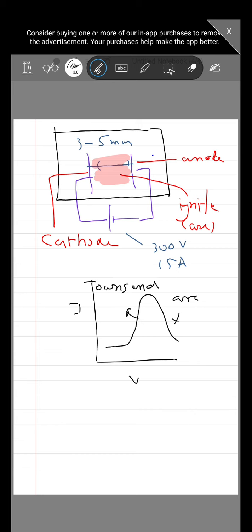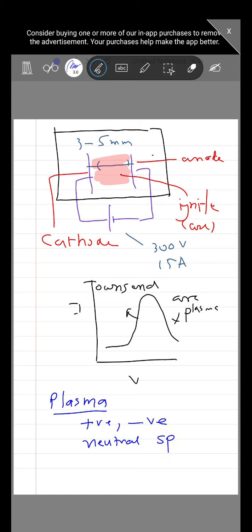So when this condition is reached, or arc plasma for that matter, plasma is a state where the positive, negative, and the neutral species are in equilibrium. So what we mean by plasma is the positive, negative, and the neutral species are at equilibrium.